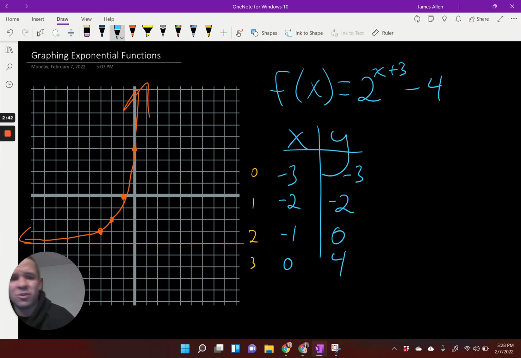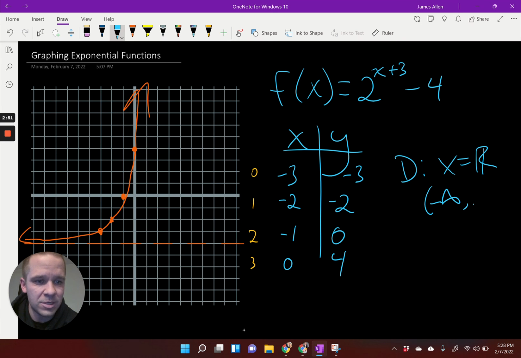Okay, there we go. There's our awesome exponential function that has been shifted to the left 3, down 4. How does that change my domain and my range? So domain, well, my domain still continues going to the left. It still continues going to the right. X is still all real numbers or -infinity to infinity.